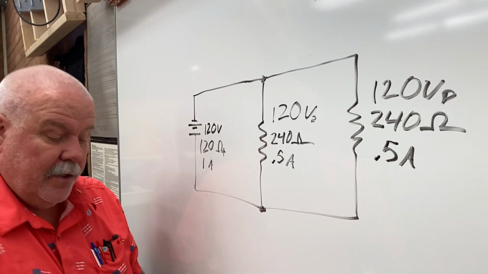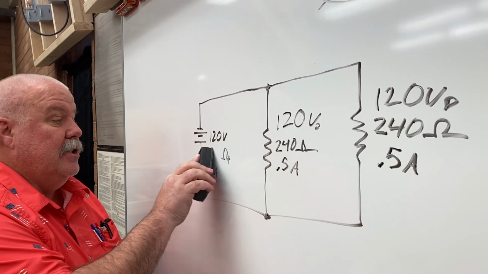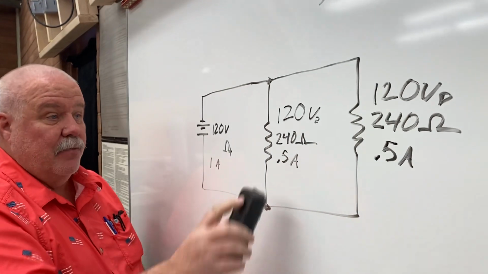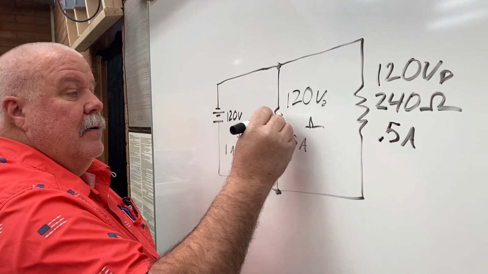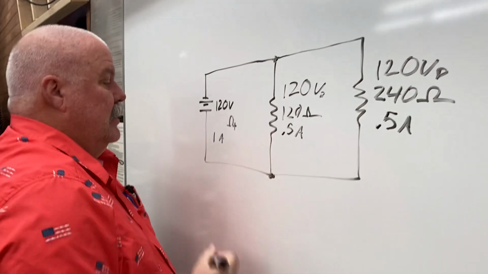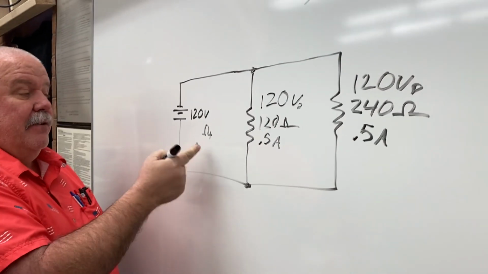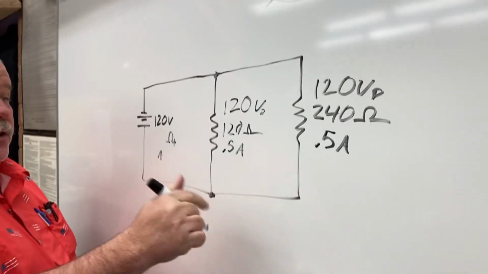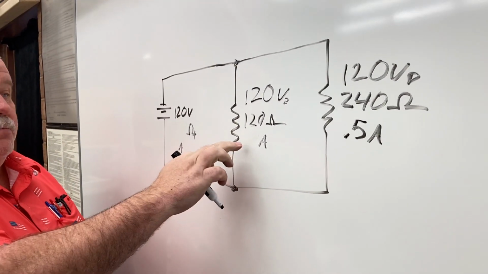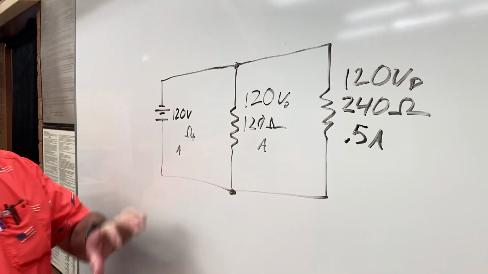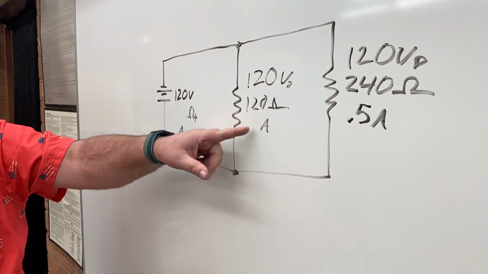Okay, now what I want to do is change the amount of resistance of one of these. We're going to call this one 120 ohms. So the amps are going to be different and the ohms are going to be different. The totals are going to be different. This is no longer going to be 0.5 amps. So now how do we find the total amperage through here?